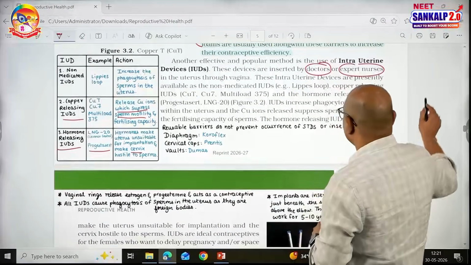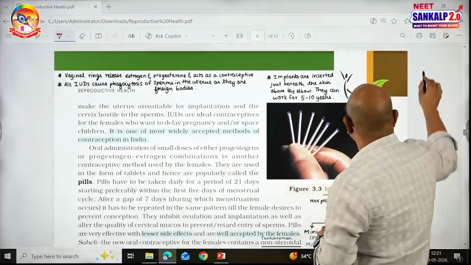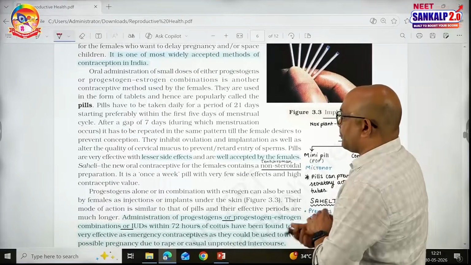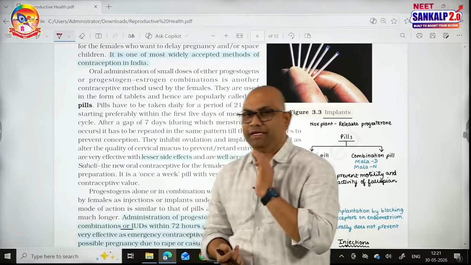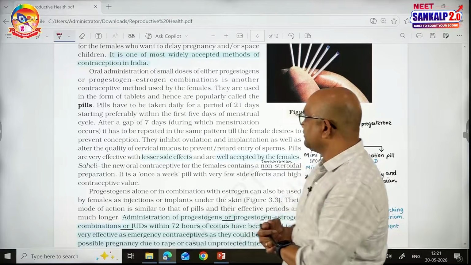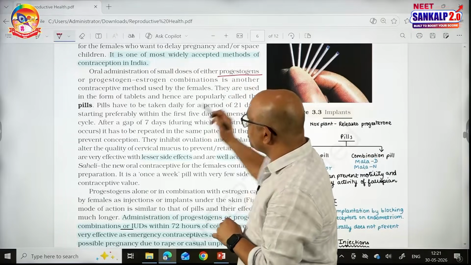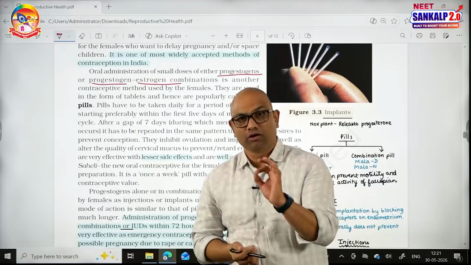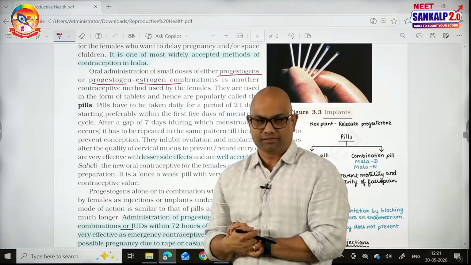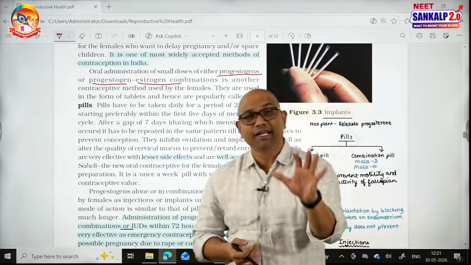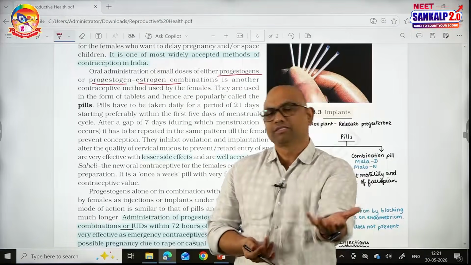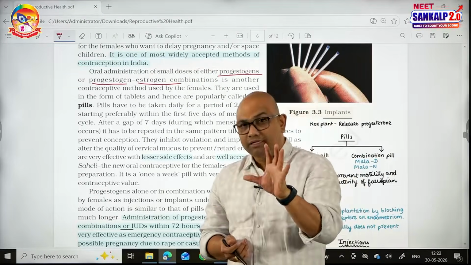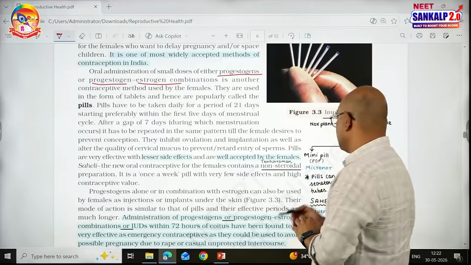Next, after IUDs, the next contraceptive method I am going to explain here is oral contraceptive pills, OCP. See this, progestogen or progestogen-estrogen combination oral contraceptive pills are used by females. These are called steroidal pills because progestogen and estrogen are steroid hormones. And what is the method of usage of these pills? Listen carefully.